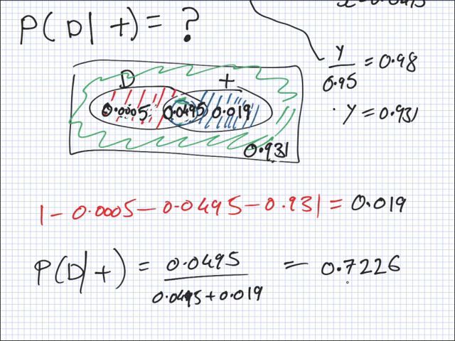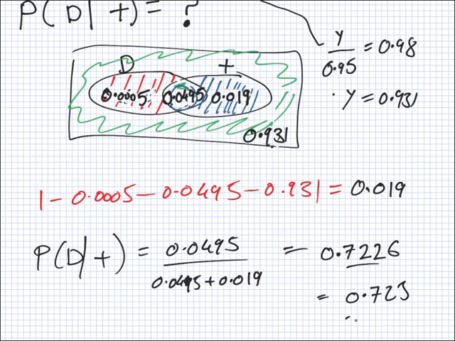Okay, so if I do 3 significant figures, that'd be 0.723, or as a percent, 72.3%. So in this little example, if you tested positive, there's a 72% chance that you have the disease. Not a 100% chance, a 72% chance. Yeah?